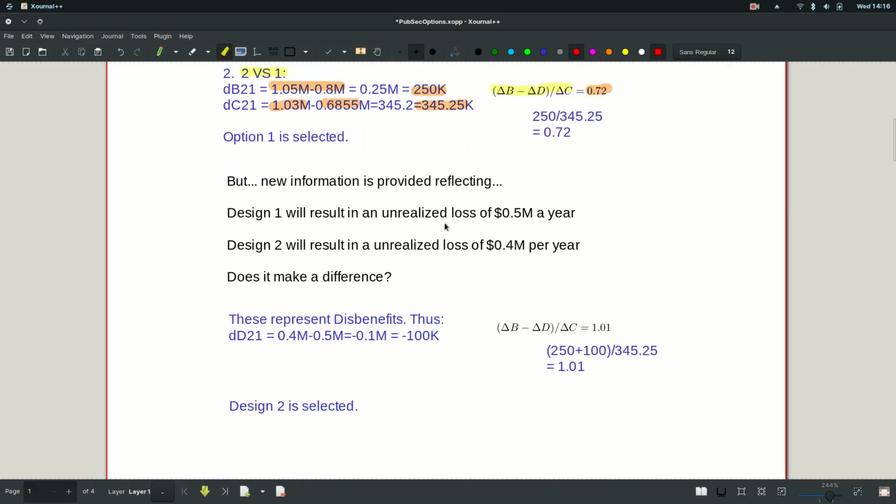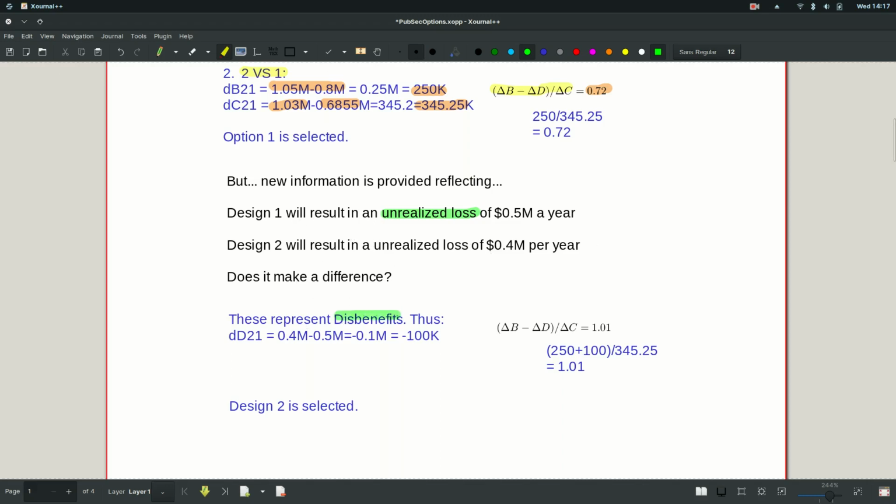Now I threw this in there. Let's say we have some new information. So design 1 will result in an unrealized loss of 0.5 million bucks a year. Design 2 will result in an unrealized loss of 0.4 million per year. Now it says unrealized, so when we're talking about an unrealized loss, we're talking about a disbenefit. Like in video 1, we're dealing with a property and we decide not to develop it, then we miss out on tax revenue. But that tax revenue doesn't come out of our bank account, it's just never realized. So it's a disbenefit.